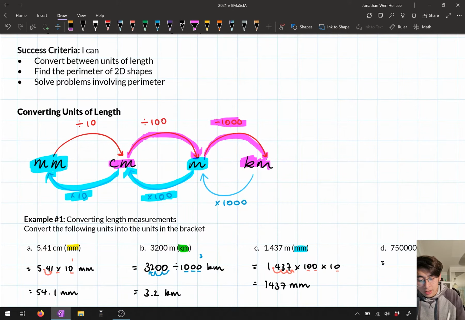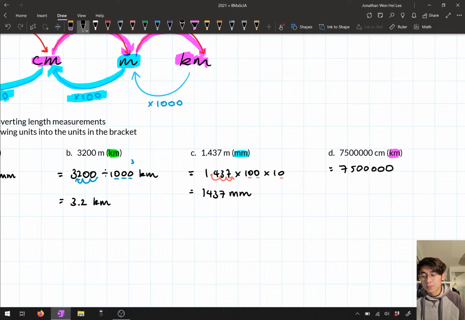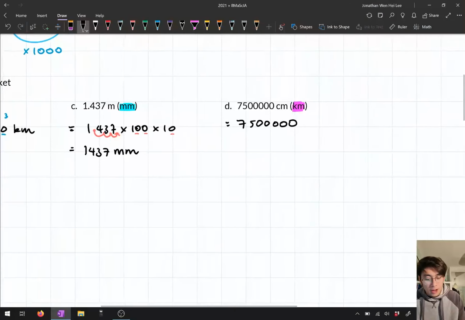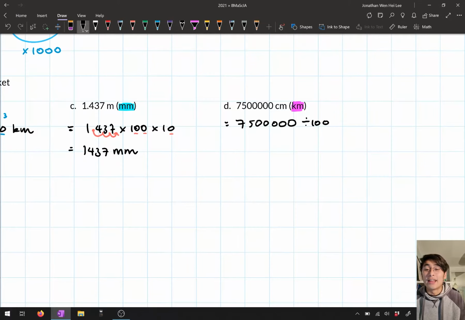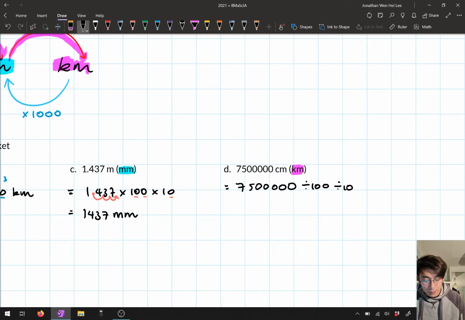So I'm just going to unhighlight this so we can see what we're doing. Okay. So here, when I've got this, I've got my 7,500,000. 1, 2, 3. And the first thing I'm going to do, centimeters to meters, I'm going to divide by 100. And then meters to kilometers, I'm going to then divide that by 1,000. And that will get me kilometers.